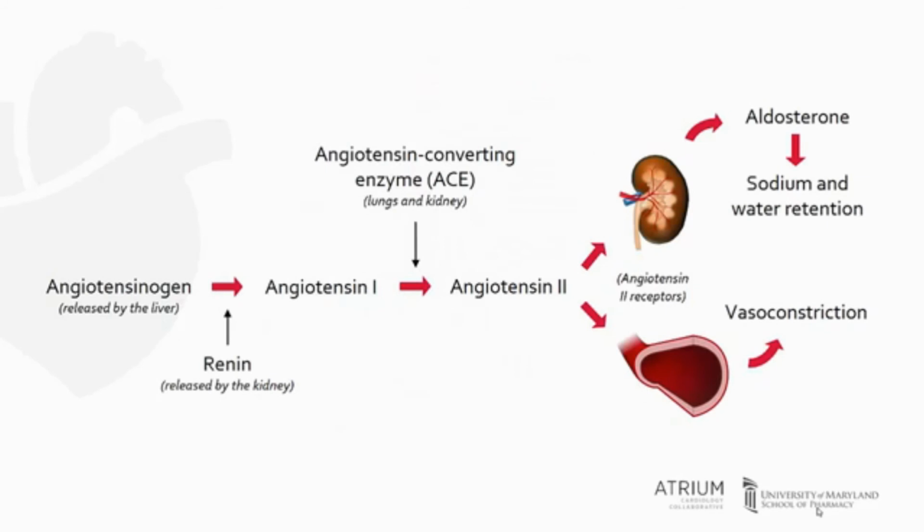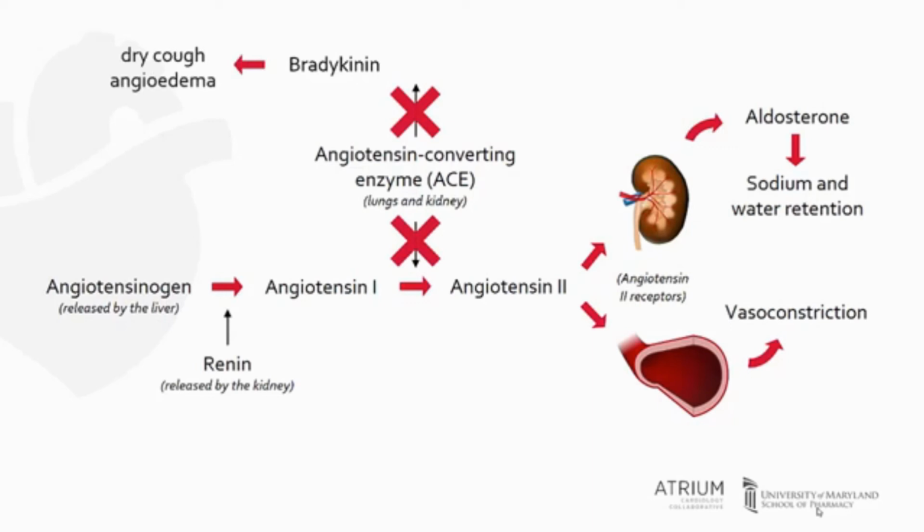In addition to converting angiotensin I to angiotensin II, the ACE enzyme is also responsible for the breakdown of a variety of inflammatory mediators, including bradykinin. So by inhibiting ACE, ACE inhibitors increase bradykinin concentrations, which are thought to be the underlying etiology for the increased rates of cough and angioedema seen with this drug class.